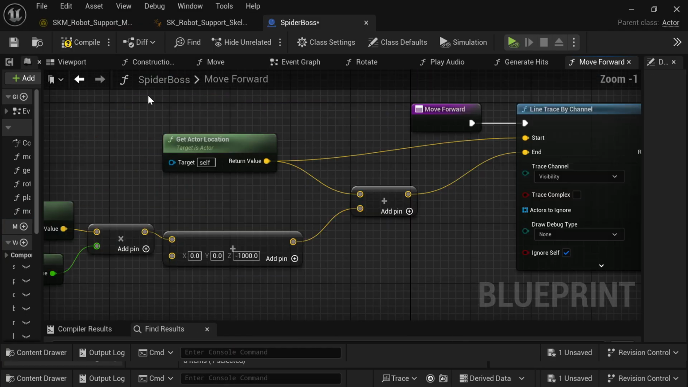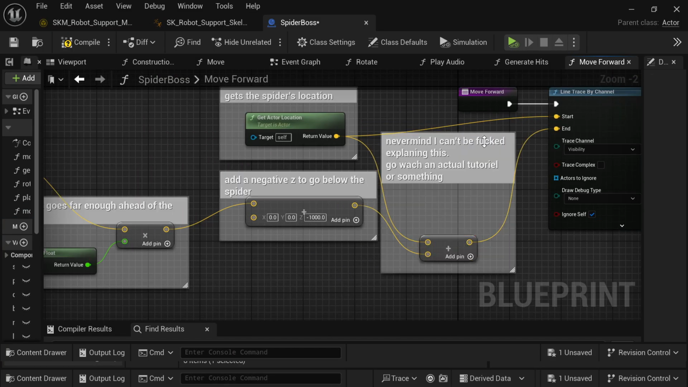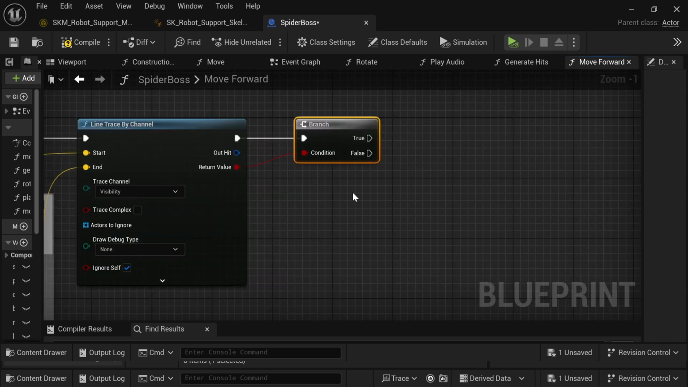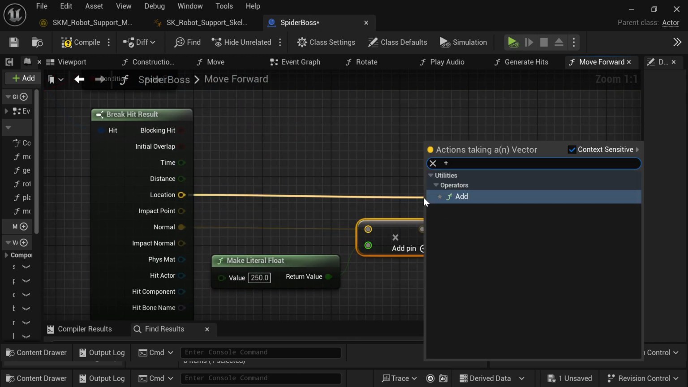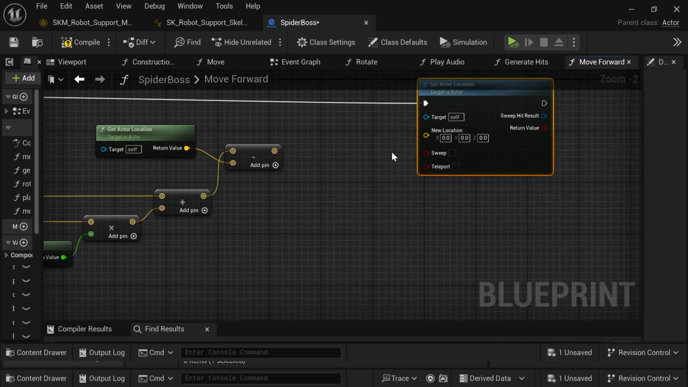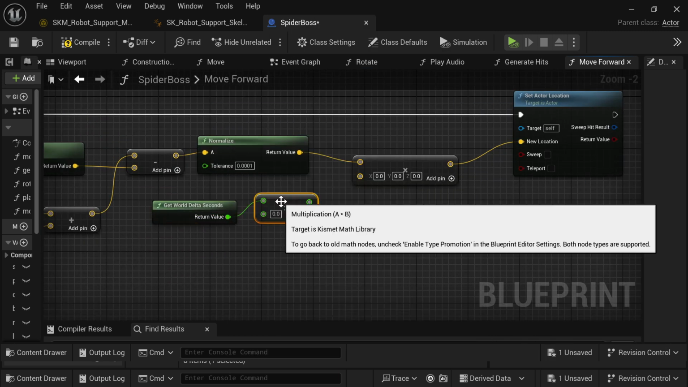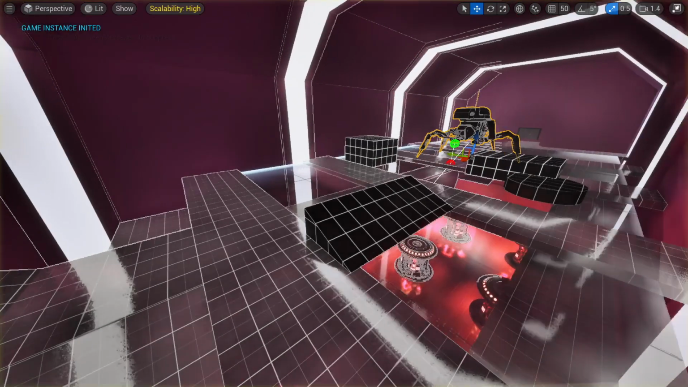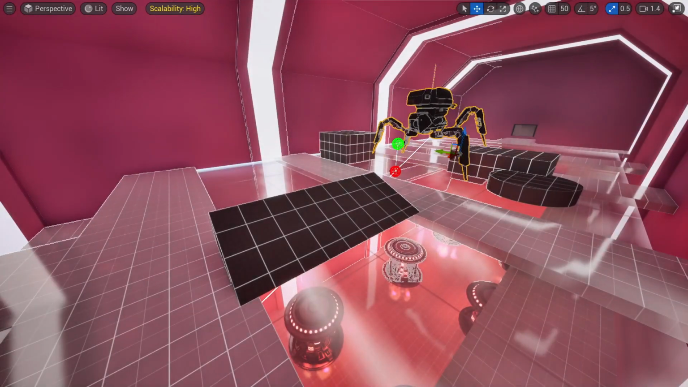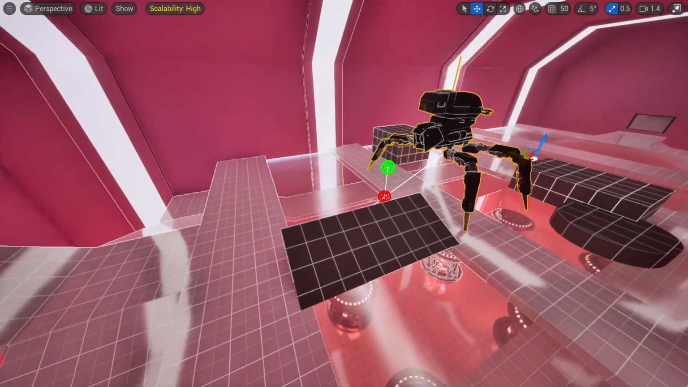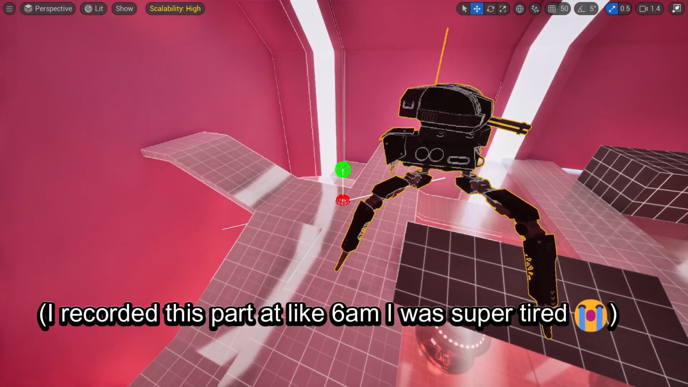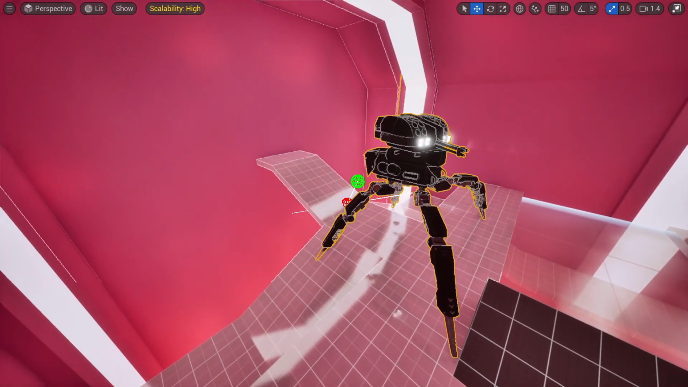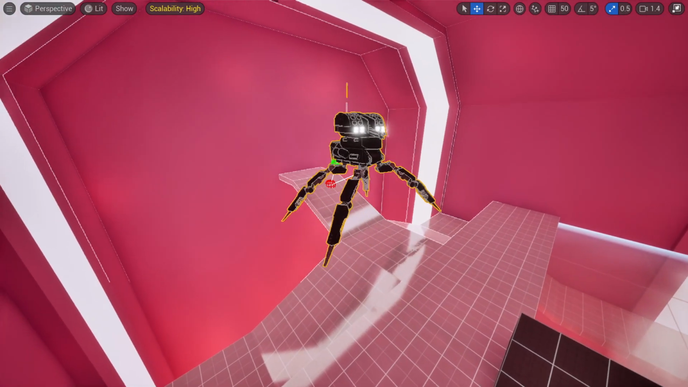Instead, let's just draw a line from the spider to the floor in front of it. Then whenever this line hits a surface, we take that location along with the surface's normal to calculate a point above the surface. Then we can do some math to get the spider to slowly move towards that point. Okay, so the white diagonal line is the original line trace that's looking for something that it hits. The red circle or sphere is where it's hitting, and then the green sphere is the location above that the spider is actually trying to move to.